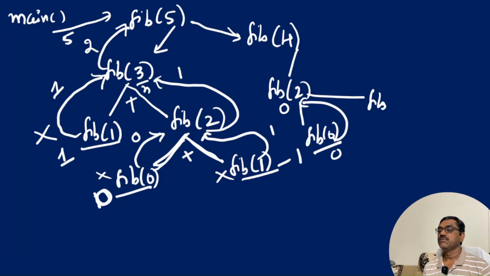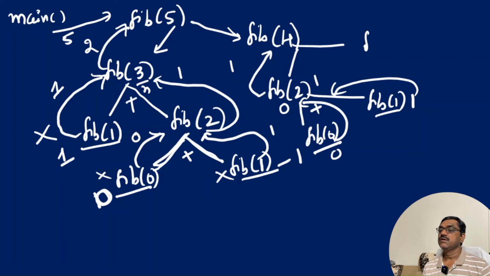Fib of 1. What is the value of fib of 1? 1. You bring back to 1, 0, and perform the operation plus, 0 plus 1, how much? 1. So fib of 2 total value is how much? 1. Now what about this fib of 4 right side part?